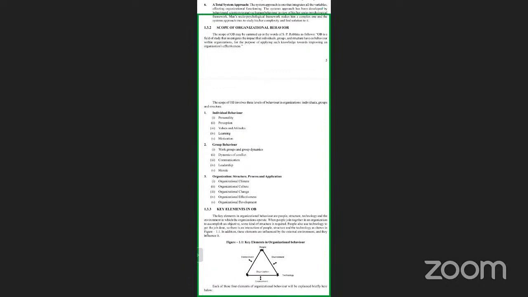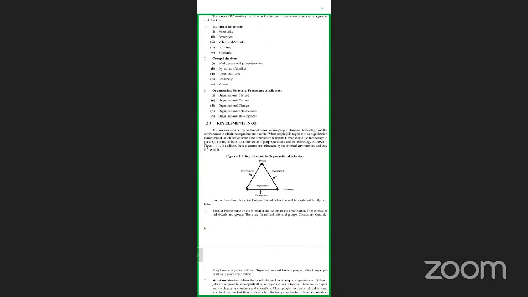Next, we have the scope of organizational behavior. The very popular person, S.P. Robbins, defined it as a field of study which investigates the impact that individuals, groups, and structure have on behavior within organizations, for the purpose of applying such knowledge towards improving an organization's effectiveness. Now, scope is like your limitations of coverage, and this covers individual, group behavior, and organizational behavior.